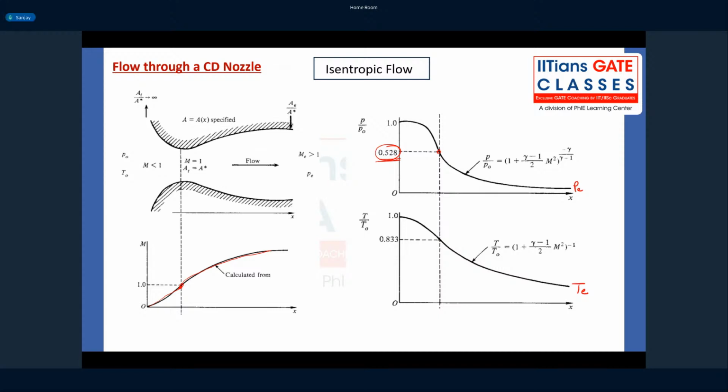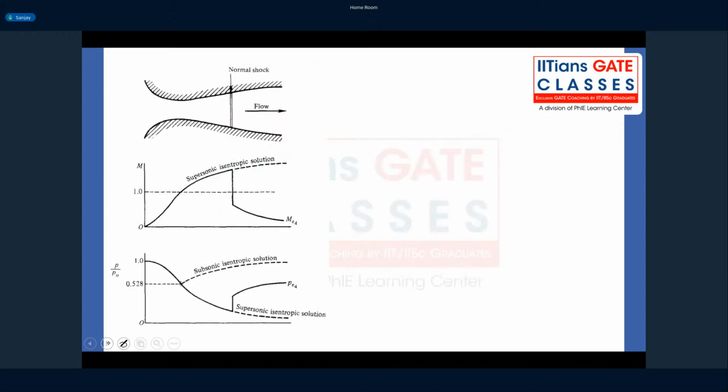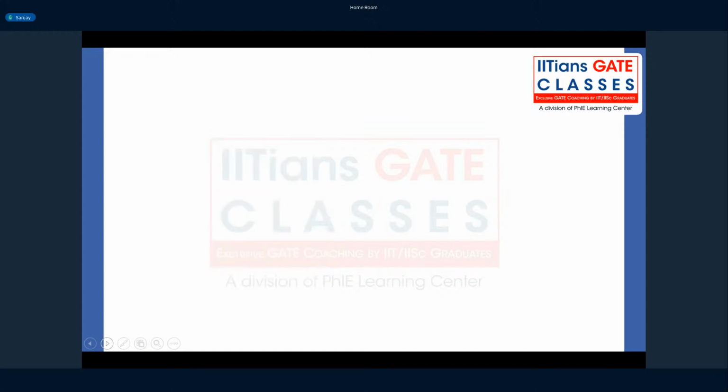So this is about flow through a CD nozzle for the isentropic case. So yeah, that's all I wanted to tell you guys. Now we also have other flows, non-isentropic flows. We'll see that later. So before we close, let's try to solve.